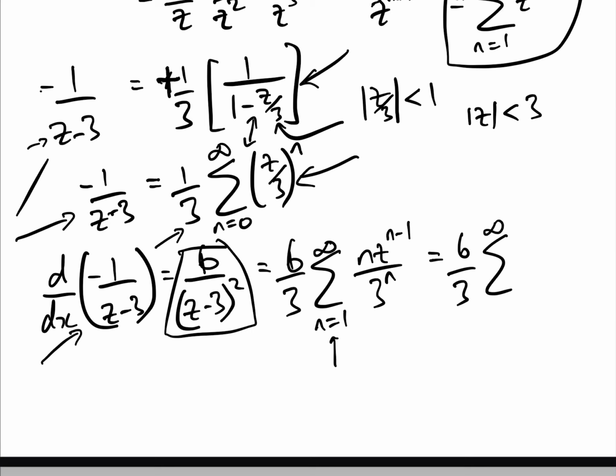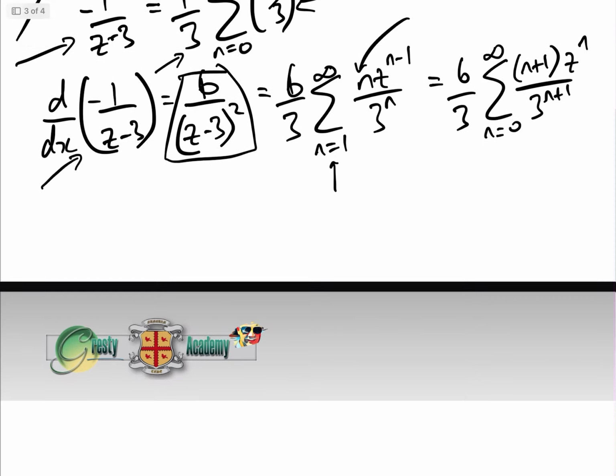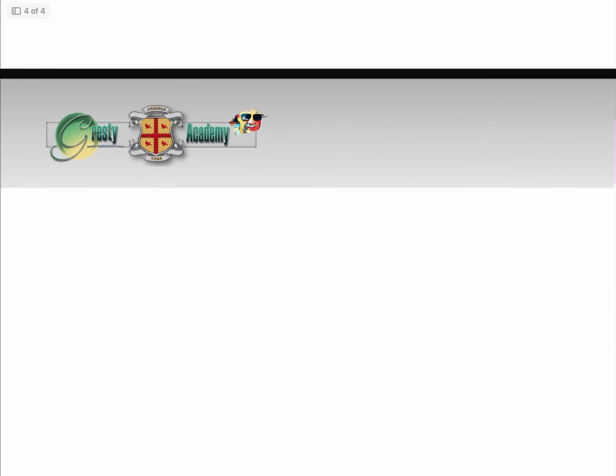That will be 6 over 3, the sum from n equals 0 to infinity of n plus 1, all I'm doing is moving the index from 1 to 0, n plus 1 z to the n over 3 to the n plus 1. Now we're almost there. We need to just put all of this together to get the Laurent series.